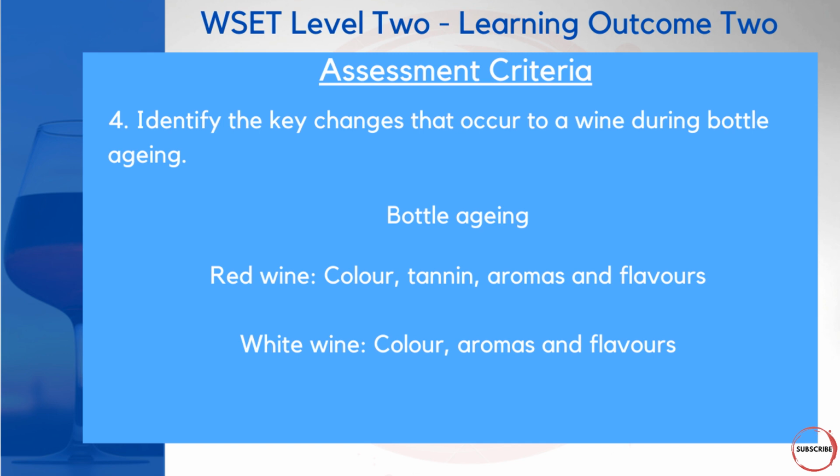With some examples of assessment criteria 3 covered off, let's move on to the final assessment criteria under this learning outcome. And that's number 4, it's being able to identify the key changes that occur to a wine during bottle aging. Now, in future videos, we're going to be covering off the principal grape varietals. And this is where you'll start to get a little bit of crossover between learning outcomes, because you'll be asked specific questions about aged varieties and what that might do to the wine.